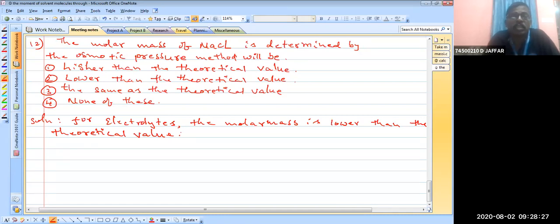This is the reason why the molar mass of NaCl determined by the osmotic pressure method will be lower than the theoretical value. It is not a polymer. If it is a polymer, right, its molar mass will be higher, right? For electrolytes, always the theoretical value is less than the calculated value.